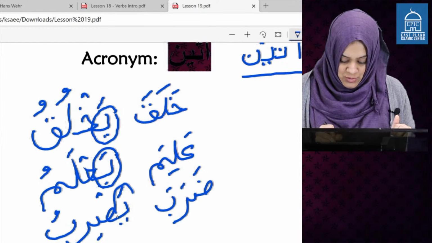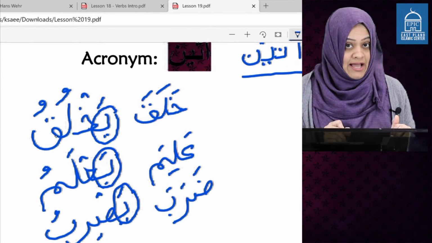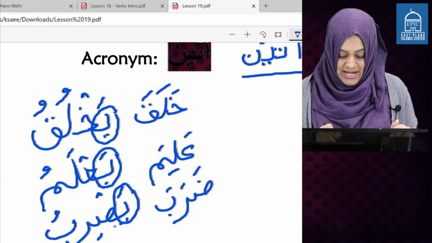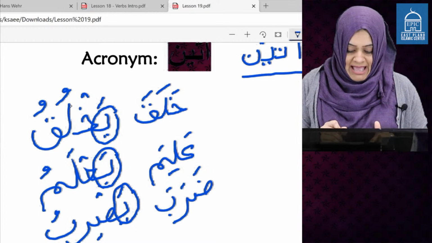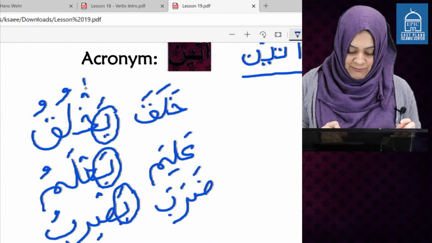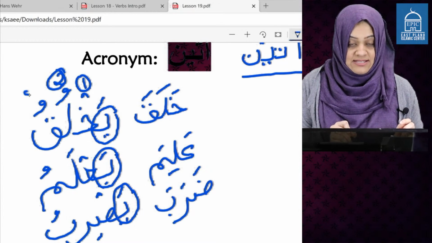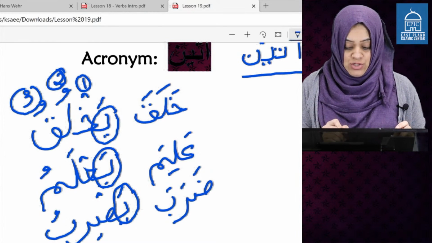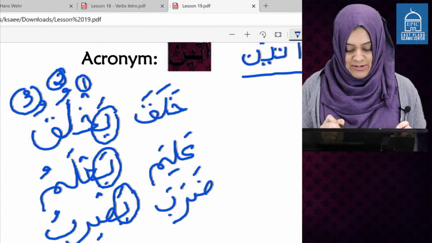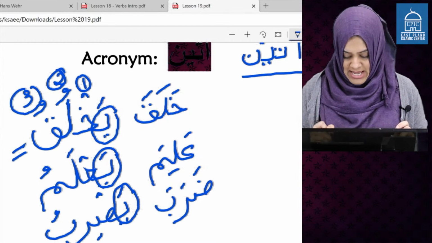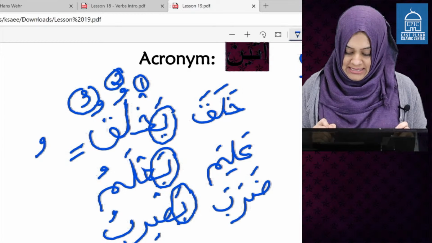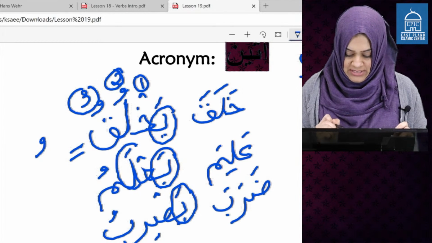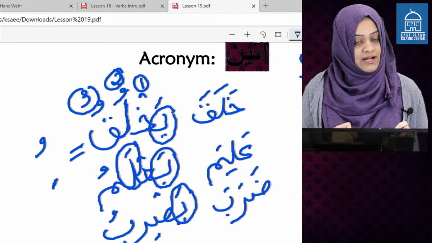So what are the roots? My roots are kha, lam, and qaf; ayn, lam, and mim; and dad, ra, and ba. This is the first, this is the second, and this is the third. If you look at the second root letter for this one, the second root letter has a dhamma. And then here, the second root letter has a fatha.